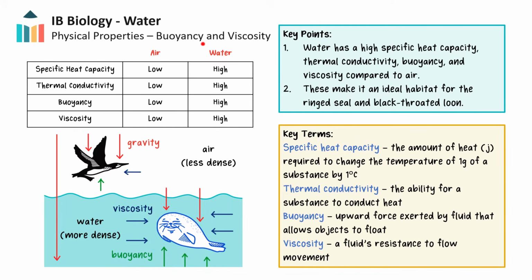Buoyancy is the upward force exerted by a fluid, which acts against the downward force of gravity. Buoyancy is determined by the density of a medium. Water is more dense than air, so this upward force allows objects and organisms to float in the ocean. This uplifting force therefore allows the ringed seal to swim more easily and spend less energy on keeping itself afloat.